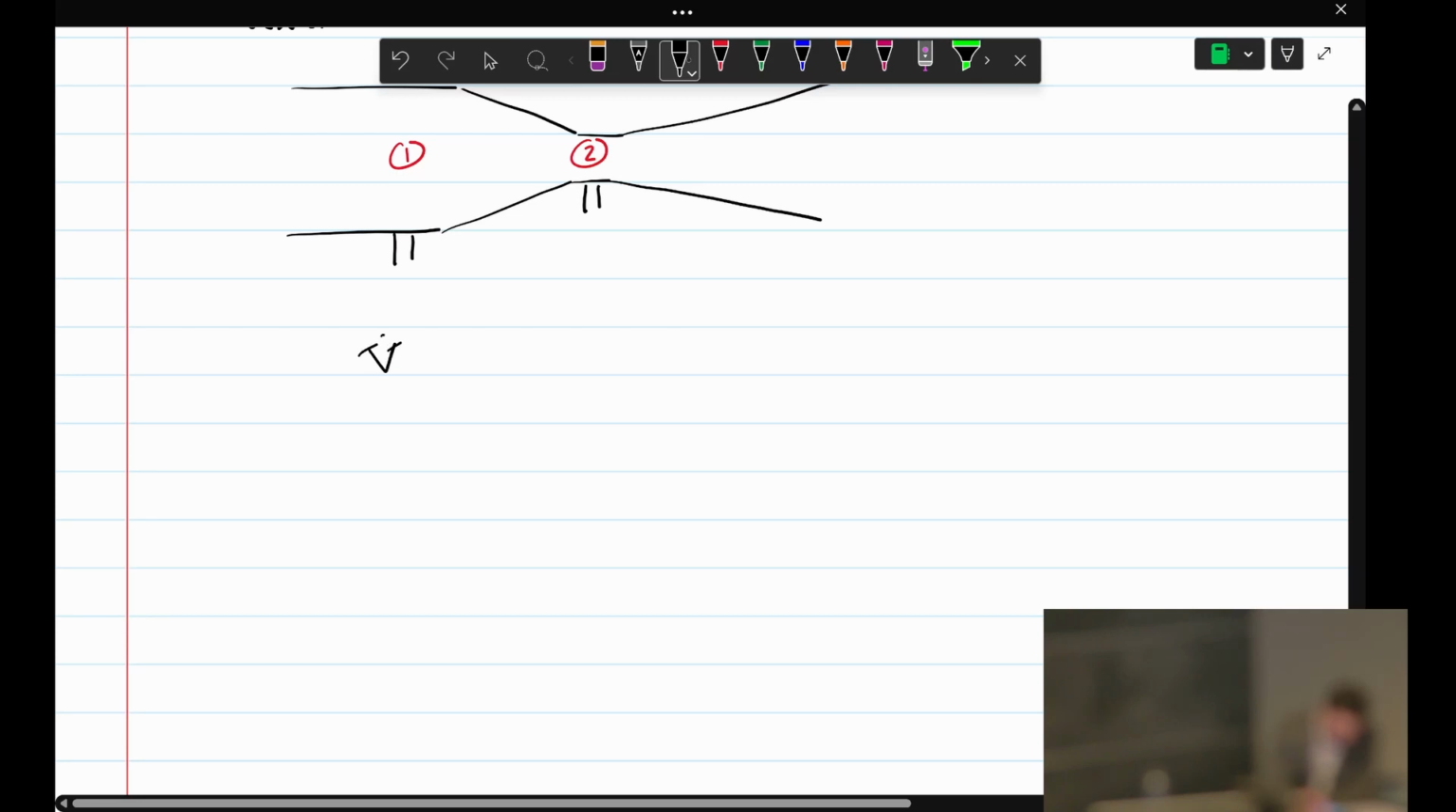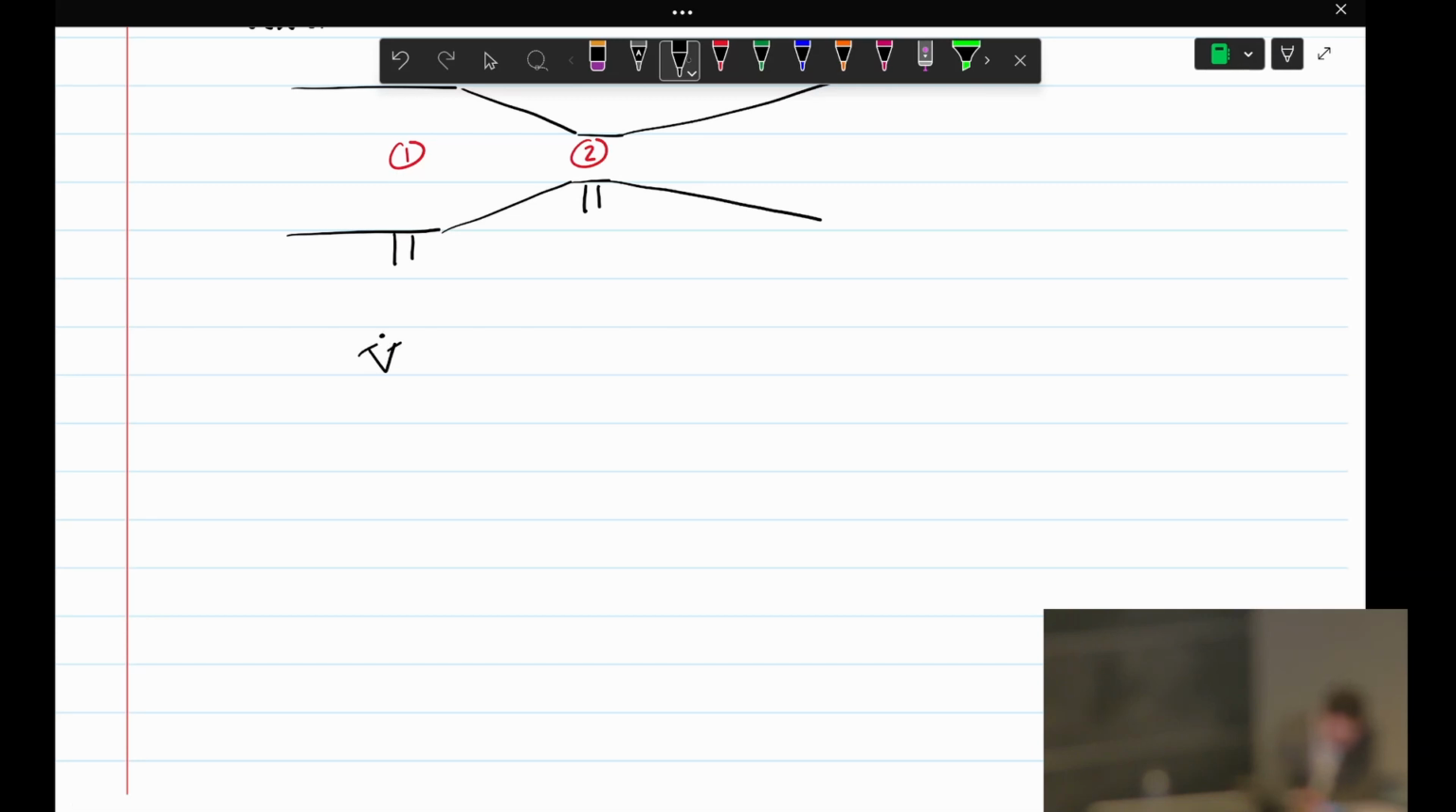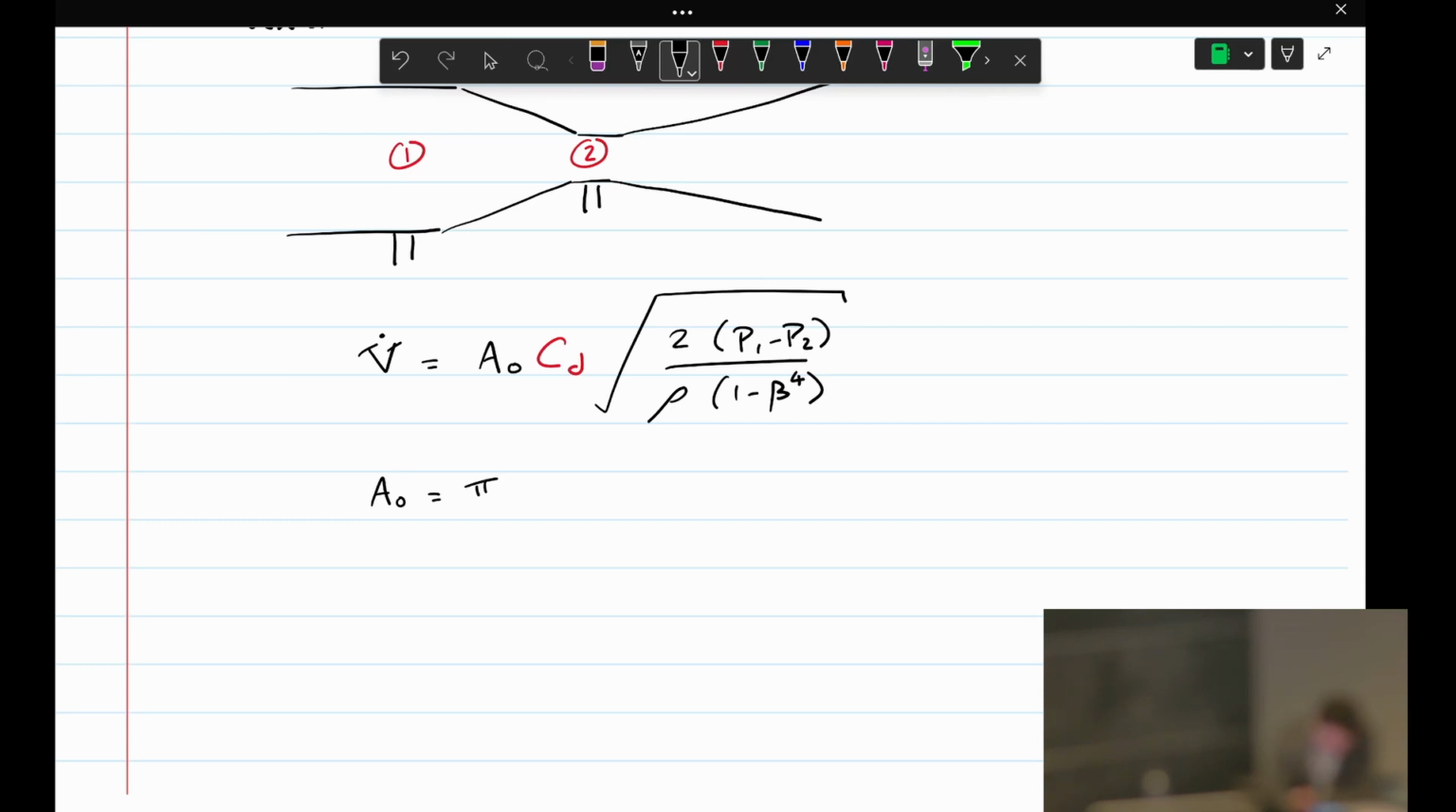So here's the equation that's used to calculate the volumetric flow rate through one of these devices. Volumetric flow rate is A_0 C_D times the square root of 2 (P1 minus P2) over rho (1 minus beta to the 4). So A_0 is our orifice plate or restriction area. And beta is the ratio of the diameter of our restriction to our nominal pipe diameter. C_D is called the discharge coefficient.